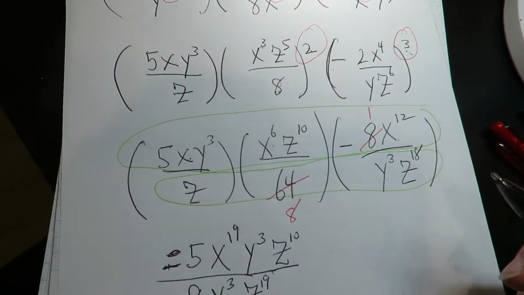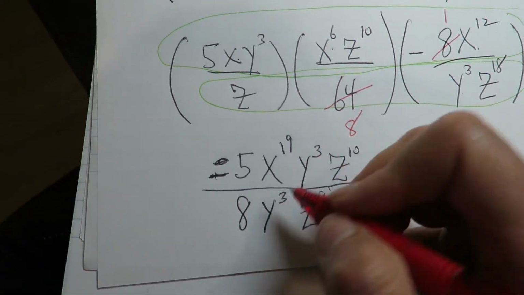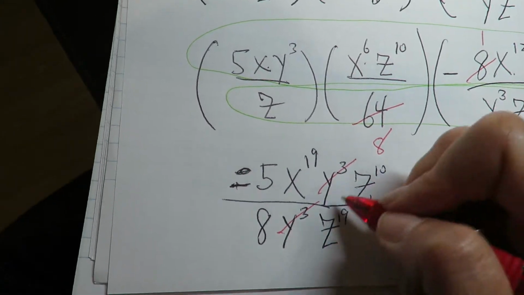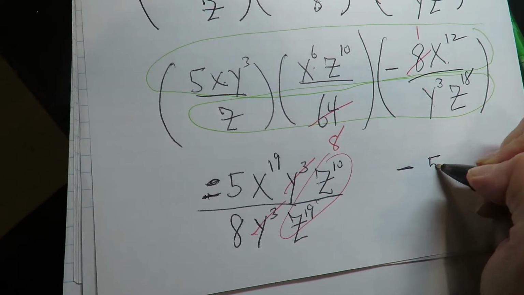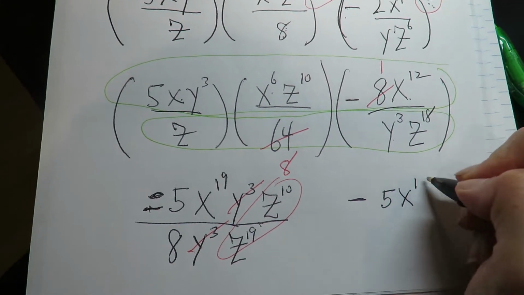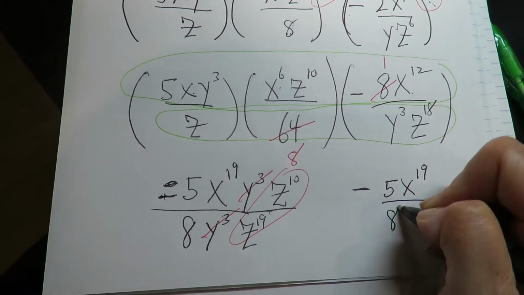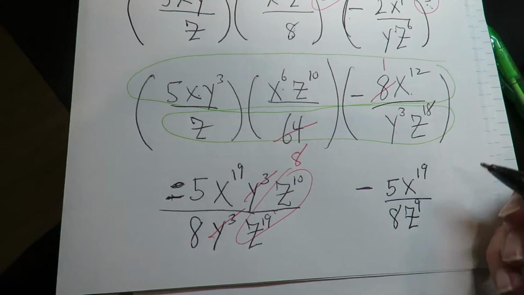All right, I'm almost done now. You can reduce the 3 y's with the 3 y's. This you have to keep reducing. So negative 5x to the 19 over 8 z to the 9.